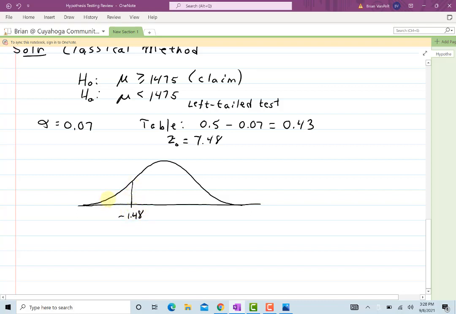Now I'm going to calculate my test statistic. Notice I called that z sub 0. That's kind of how I keep track of things myself. My z value will be the test statistic. So let's do that next.